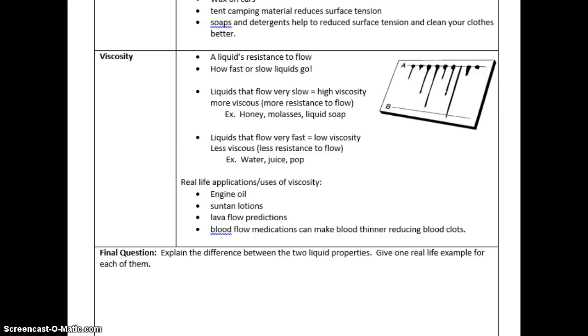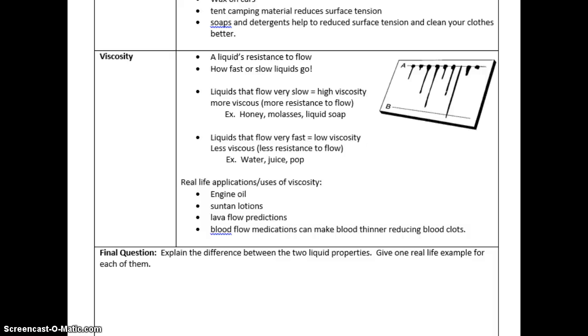Now, liquids that flow very fast have low viscosity, meaning they're less viscous, they have less resistance to flow, meaning they don't have a lot of resistance. They just want to go quickly, and you can see that when you pour water or juice or pop onto the counter, it flows out pretty quick. Therefore, it has low viscosity.